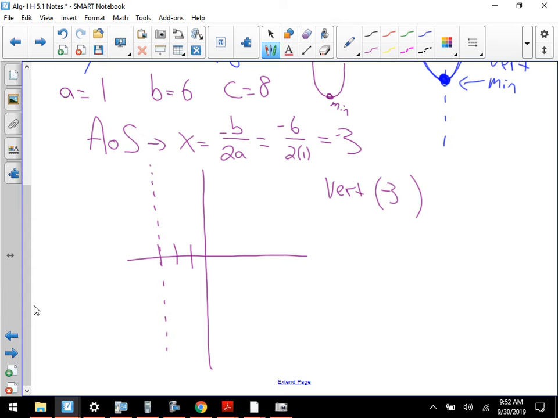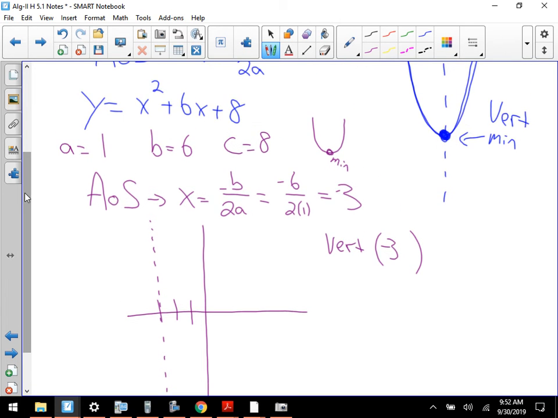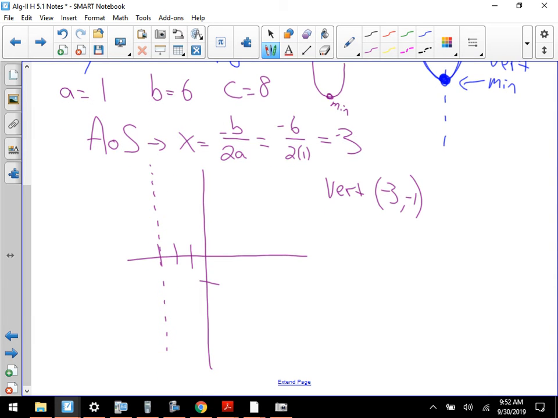Going back to figuring out our y value, what's negative 3 squared? 9. What's 6 times negative 3? Negative 18. What's negative 18 plus 9? Negative 9. What's negative 9 plus 8? So my vertex is at negative 3, negative 1. And we called that vertex, is that a maximum or a minimum? It's a minimum. So I label it: my vertex is at negative 3, negative 1, and it's a minimum.